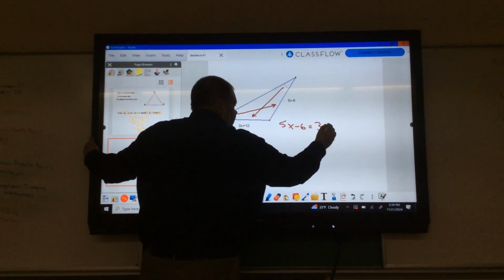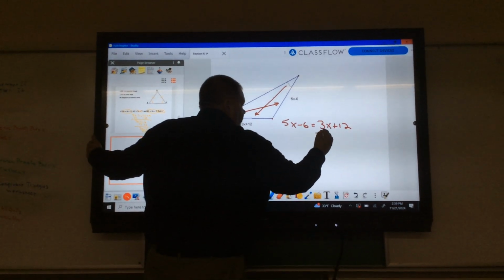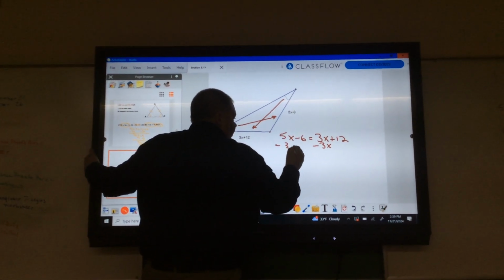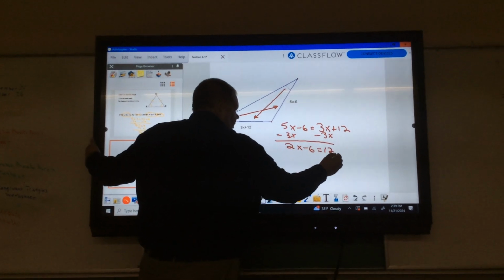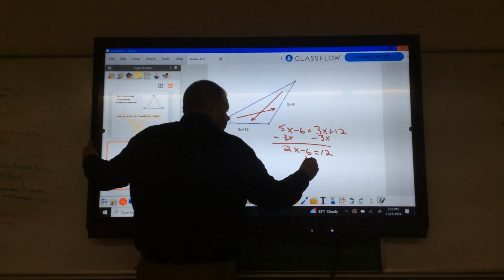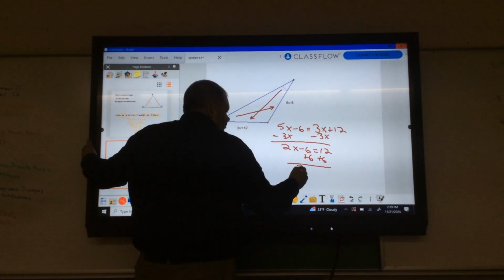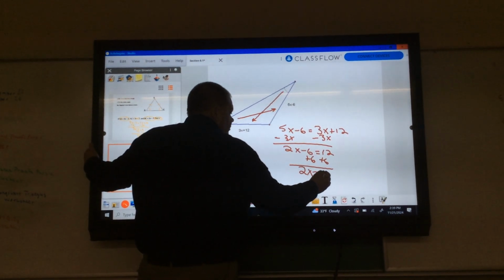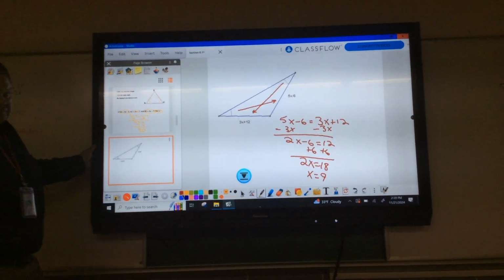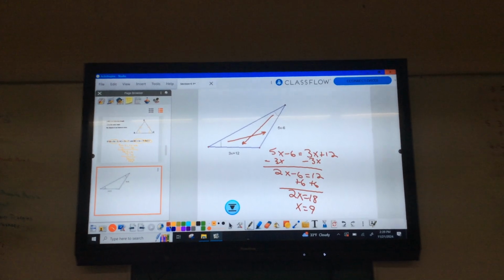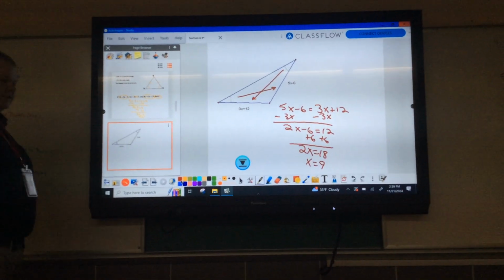So 5x minus 6 is equal to 3x plus 12. We'll subtract 3x from both sides. So 2x minus 6 is equal to 12. From there we're going to add the 6 back. So 2x is 18, and our value for x is 9. Equal sides creates equal angles, and vice versa.